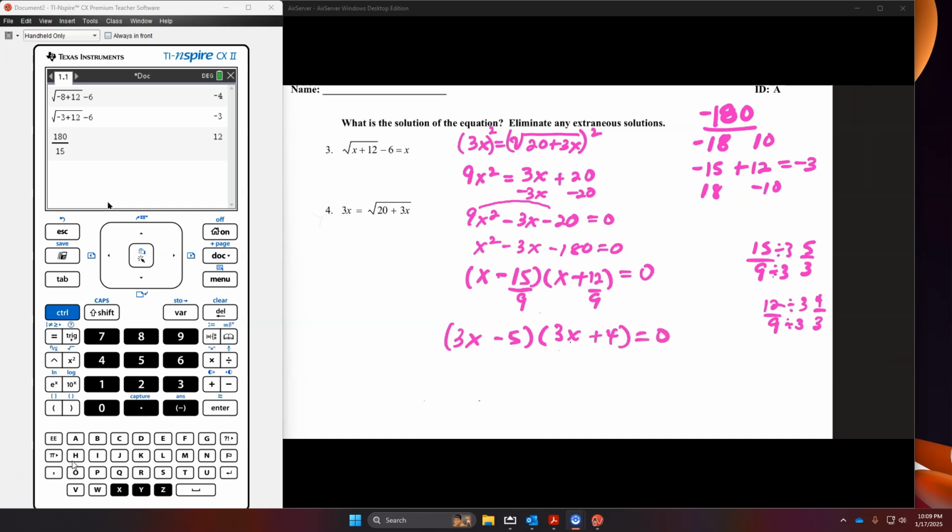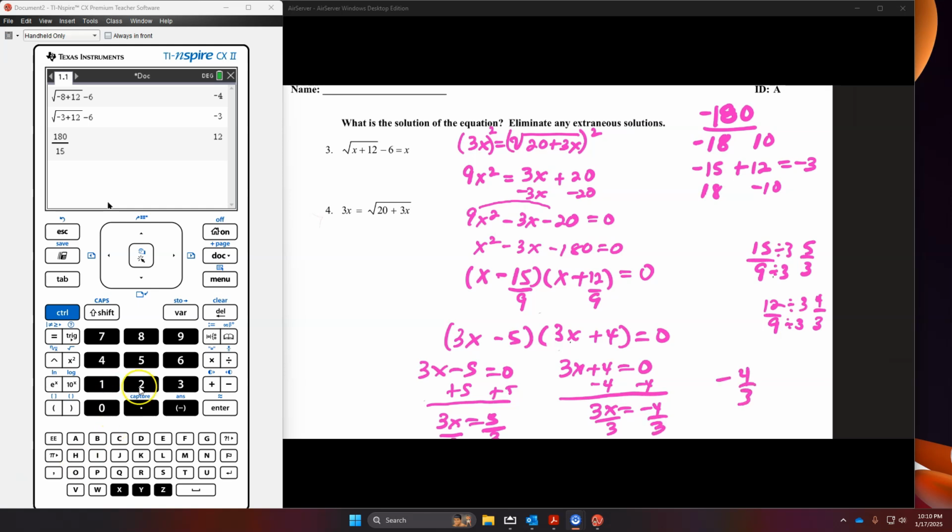So now I'm going to set each of them equal to 0. So you have 3x minus 5 equals 0. You add 5 to both sides, so you have 3x equals 5. So you divide by 3. So the first answer is 5/3. The next one is 3x plus 4 equals 0. Subtract 4, subtract 4. So you have 3x equals negative 4. So the other answer is negative 4/3.